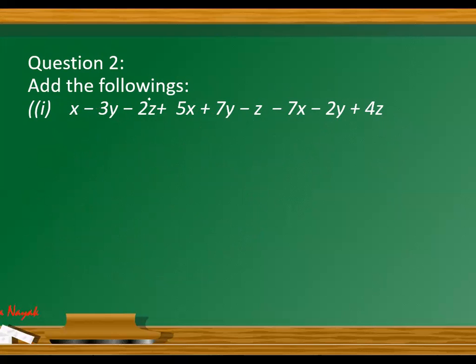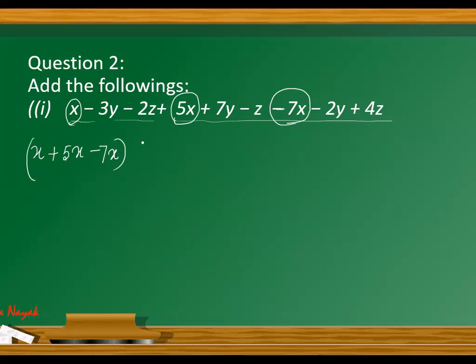Next is question number 2. Question number 2, add the following. Here, only one single algebraic expression is there. So many terms, but it has some like terms. One is x, and x. First you identify, but don't ignore the sign. Whatever is on the left you consider. So I am taking x plus 5x and minus 7x together.